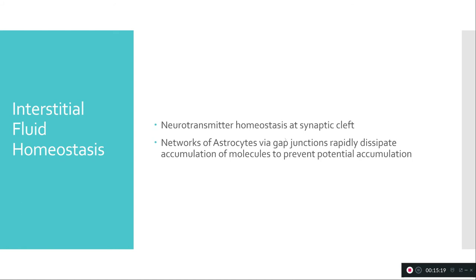Okay, so neurotransmitter homeostasis at the synaptic cleft. Again, the astrocytes are going to regulate that synapse, which is going to influence how much neurotransmitter is there, how much is left, how much is uptaken. Okay. Networks of astrocytes via gap junctions rapidly dissipate accumulation of molecules to prevent potential buildup. So they also help clean up synapses.